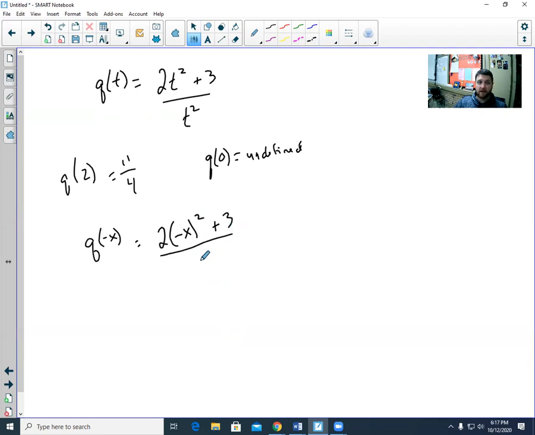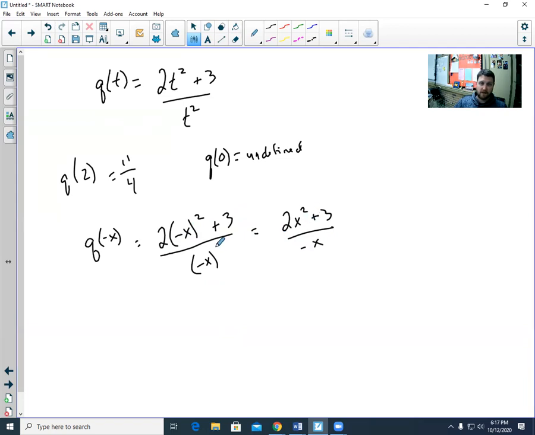I'm also going to replace every single variable t with the variable negative x. So this will end up being negative x squared. Negative squared is positive, x squared just remains x squared, so it's going to be 2x squared plus 3 over negative x. And I like to move the negative either out front or up top. It doesn't really make a difference, actually.